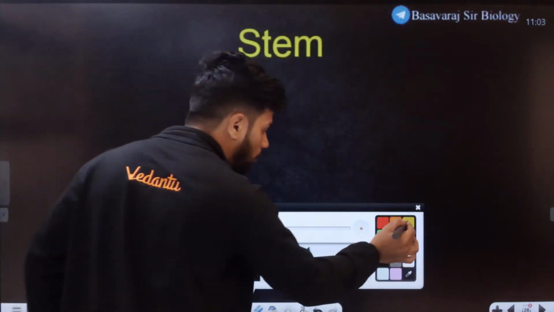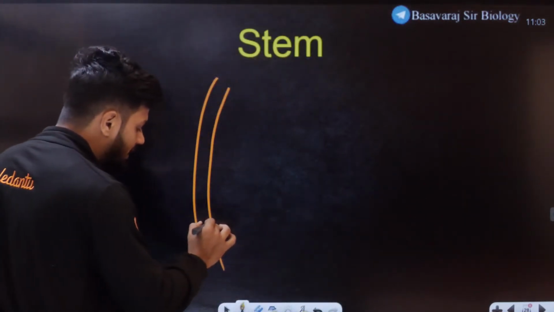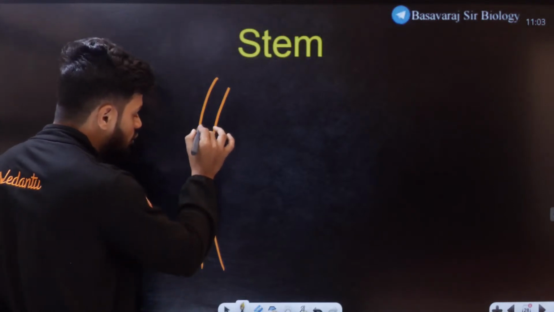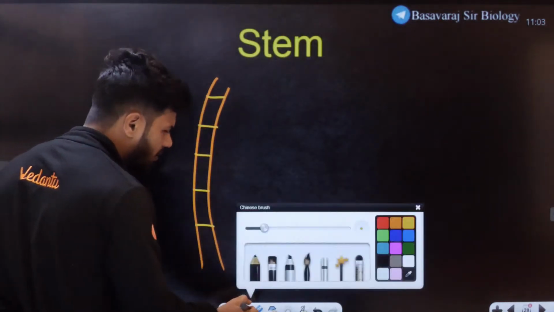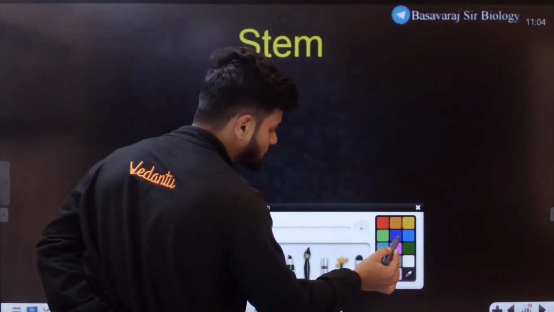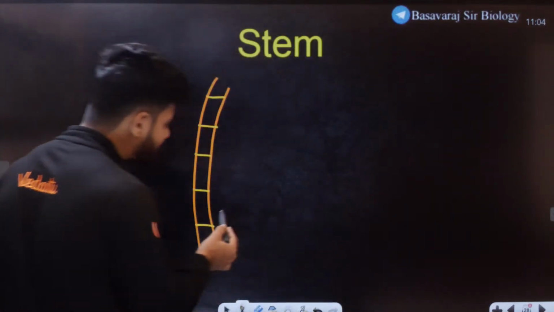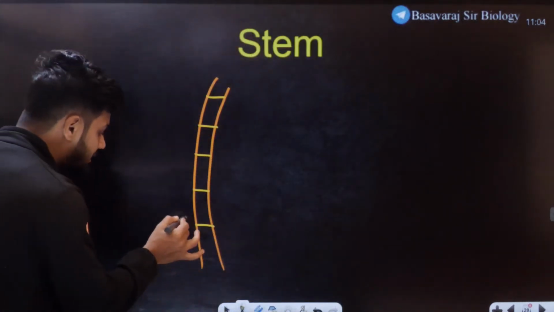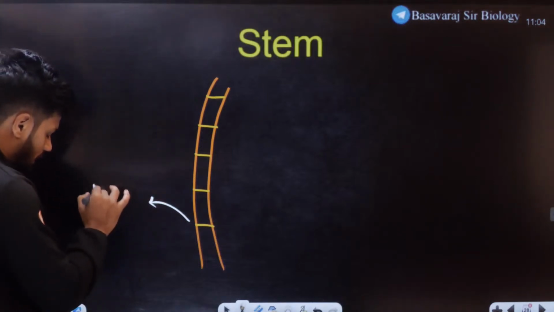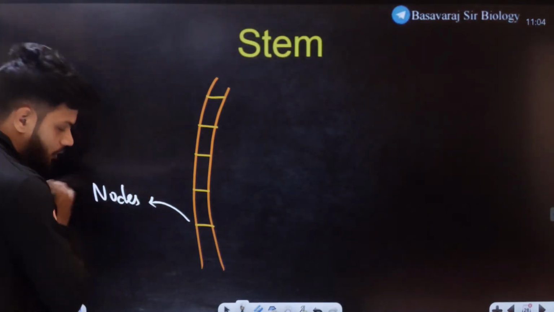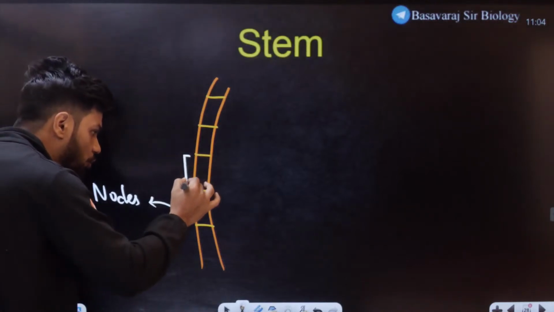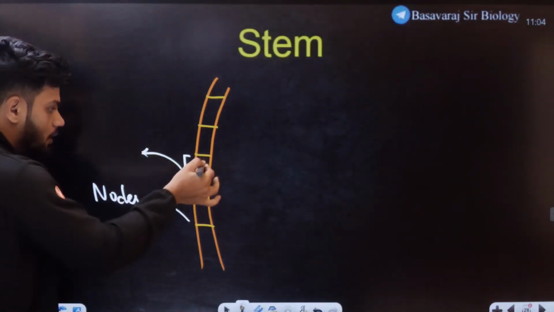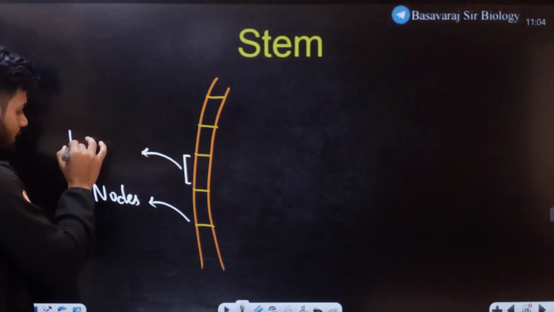Now, on top of this stem, there will be certain lines like this. Any stem you take, mostly dicots, you will see these small lines on a stem. You might have seen this on sugarcane. How many of you have seen that? These lines right here are called nodes. The gap between one node and the second node is called the internode.